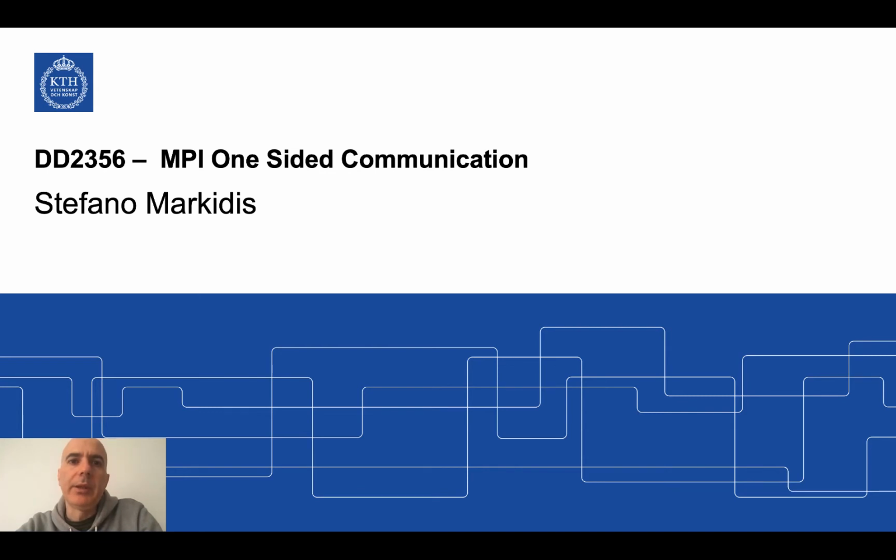Until now, we have been discussing MPI two-sided communication. In MPI two-sided communication, we always have two processes involved in the communication. We have the MPI send, that is sending the message, and for each MPI send, we need a matching MPI receive. That's why in MPI two-sided communication, always two processes are involved. In MPI one-sided communication, we have only one process that is actively participating in the communication. That's why it's called MPI one-sided.